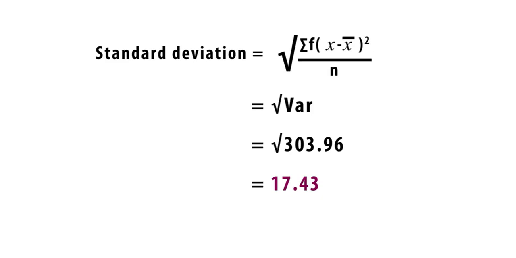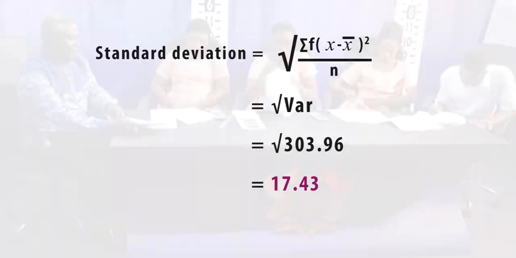The standard deviation is equal to the square root of sigma f into bracket (x minus x bar) all squared over n, which is equal to the variance. Simplifying, we have the square root of 303.96. Simplifying further, we have 17.43. So with our variance of 303.96, we take the square root of that, and we have 17.43. Thank you very much.